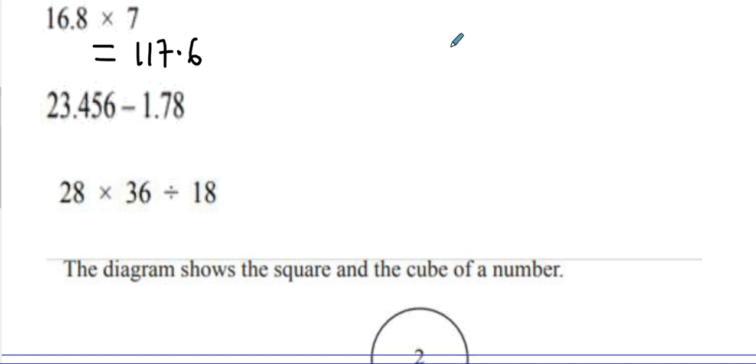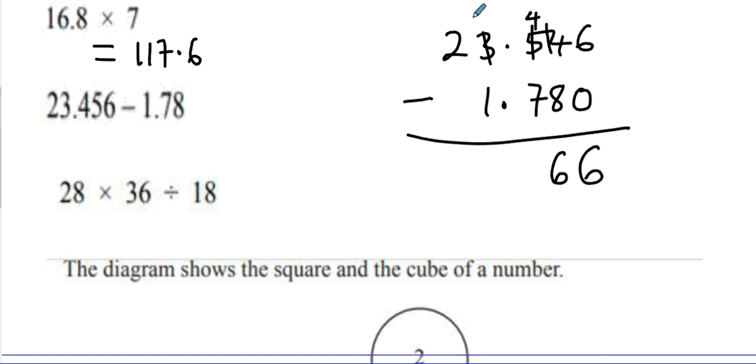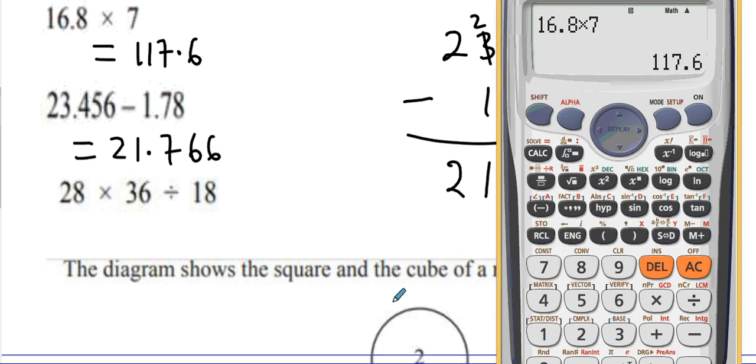We have 23.546 minus 1.78. So to balance that, keep 0 over here. 6 minus 0 is 6. 4 minus 8 is not possible, so take 1 from 5. The remainder is 4. This becomes 14 minus 8 is 6. Take 1 from here. This now becomes 14 minus 7 is 7. 2 minus 1 is 1. Then drop 2. So the answer is 21.766. You can use a calculator to check that.